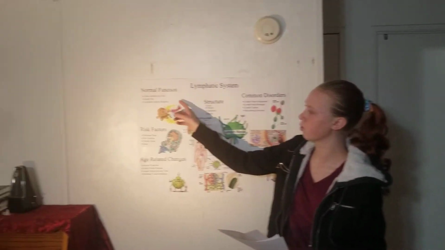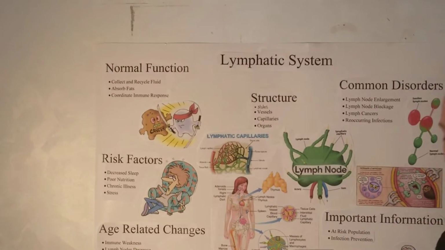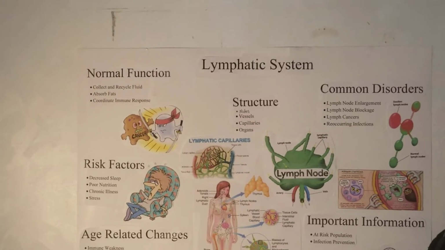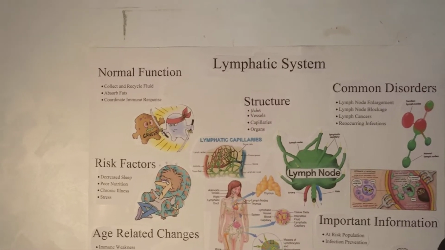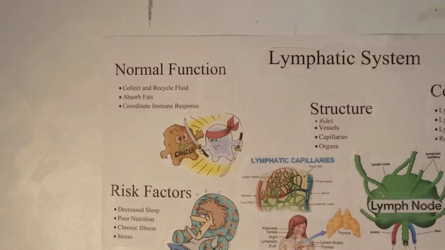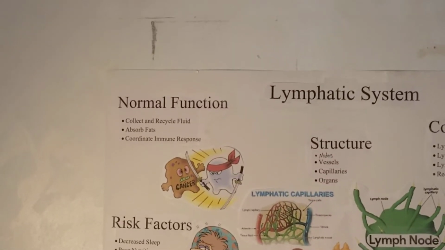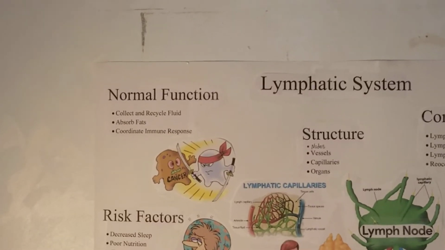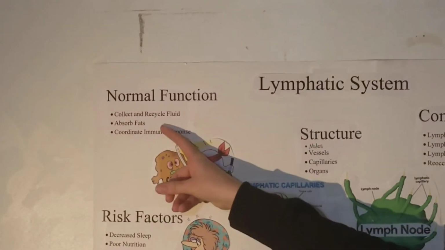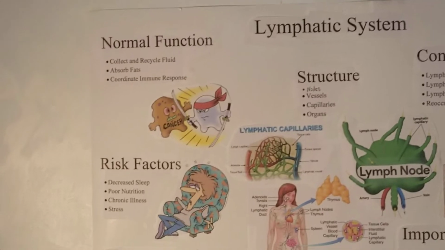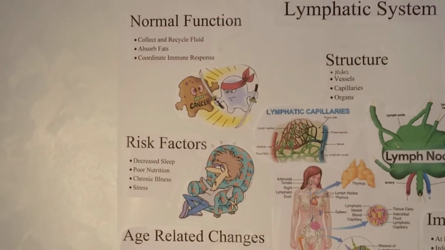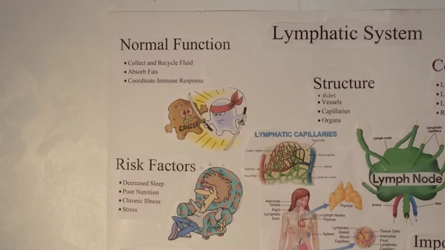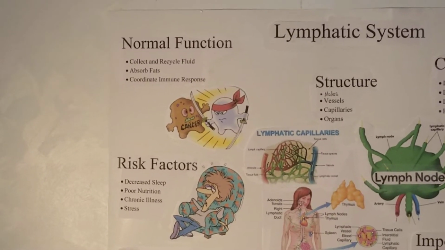Next, we're going to the normal function of the lymphatic system. One, collect and recycle fluid. To collect and recycle excess fluid and dissolved substances. It removes excess fluid and waste products from the body tissues. Two, absorb fats and other substances from the digestive tract, so it keeps them from entering your body.